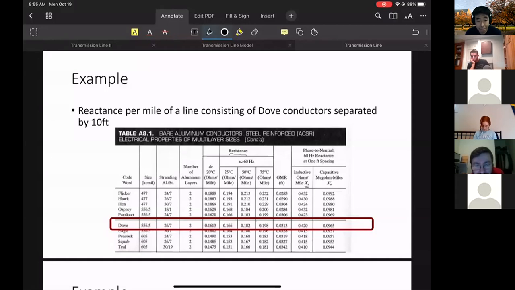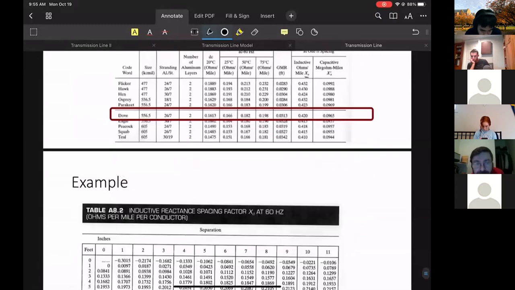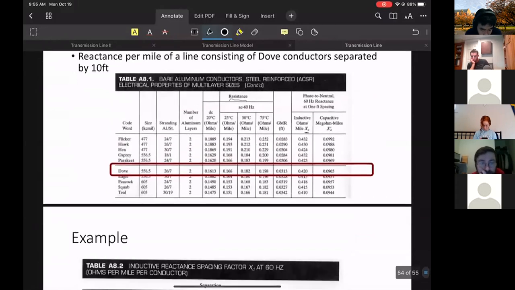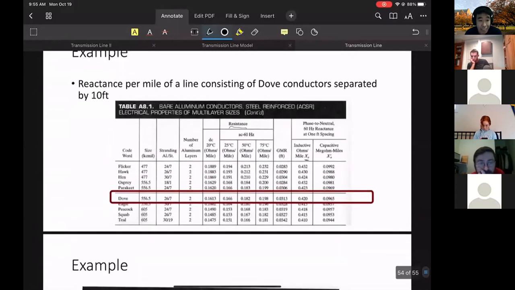So actually, we don't have to do an example here. This is just looking up the table. And nowadays, nobody actually uses the table anyways.